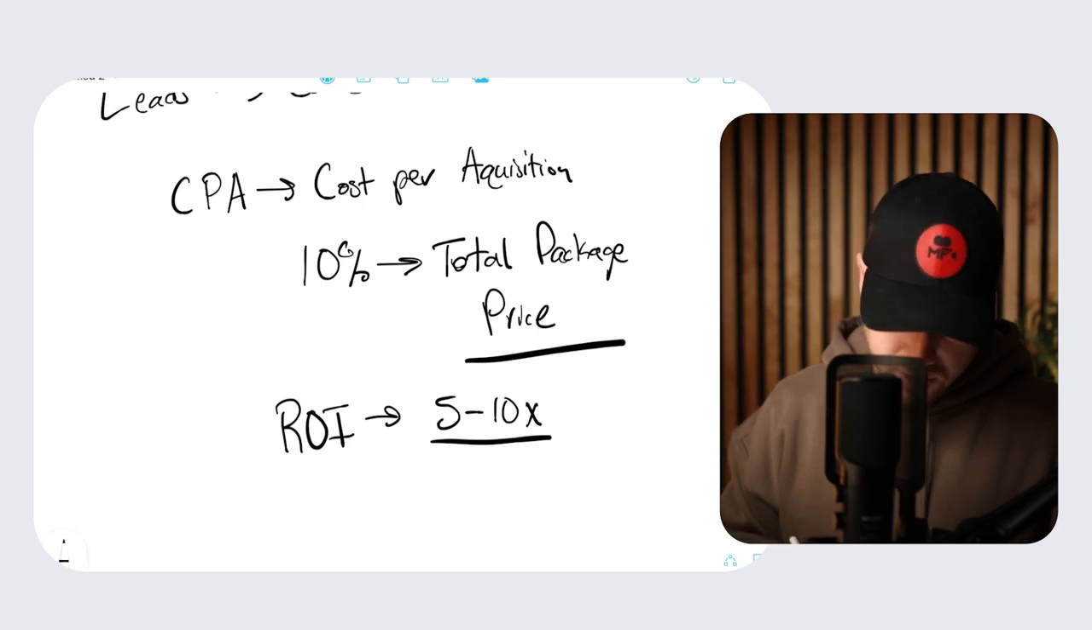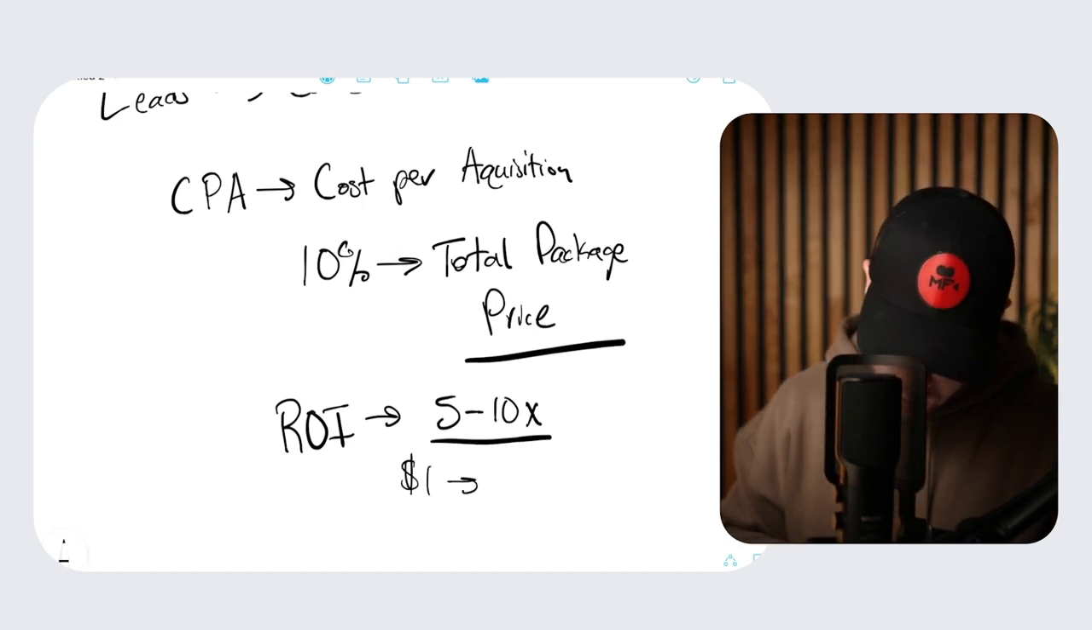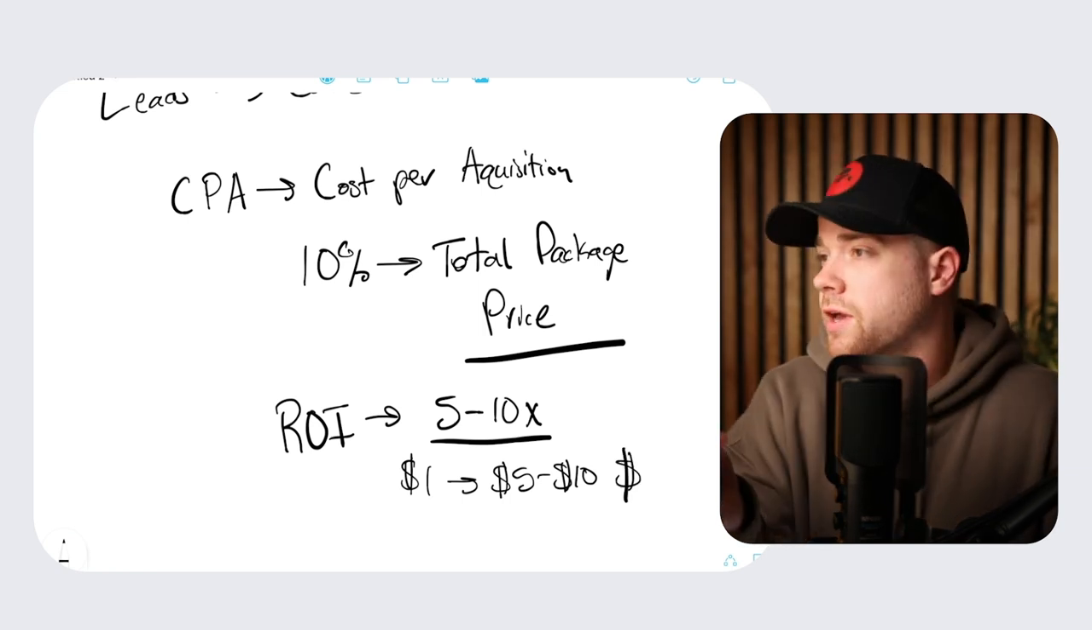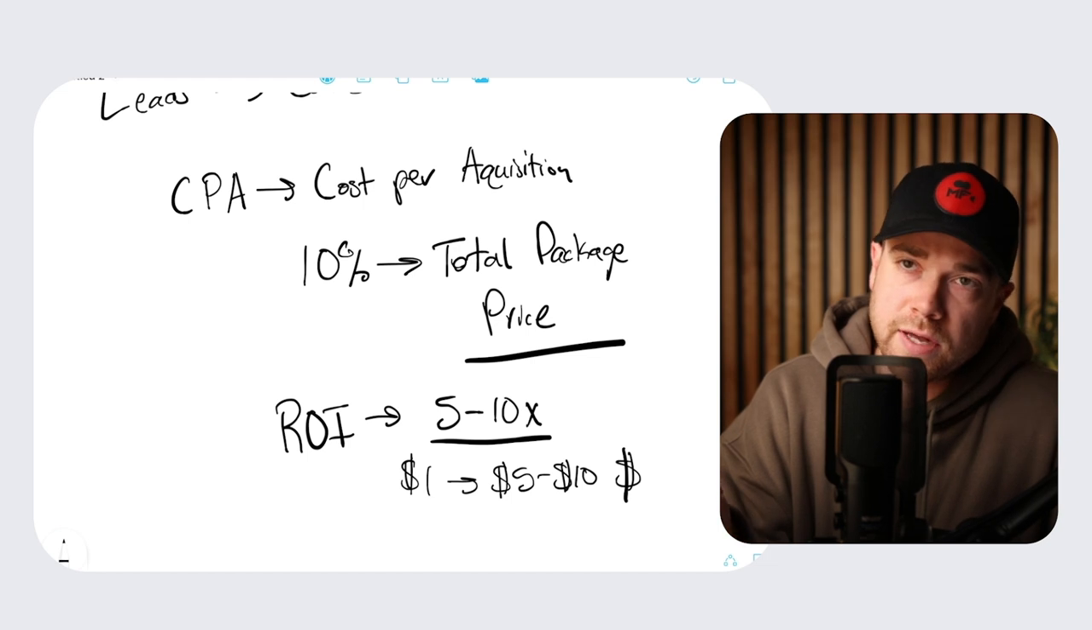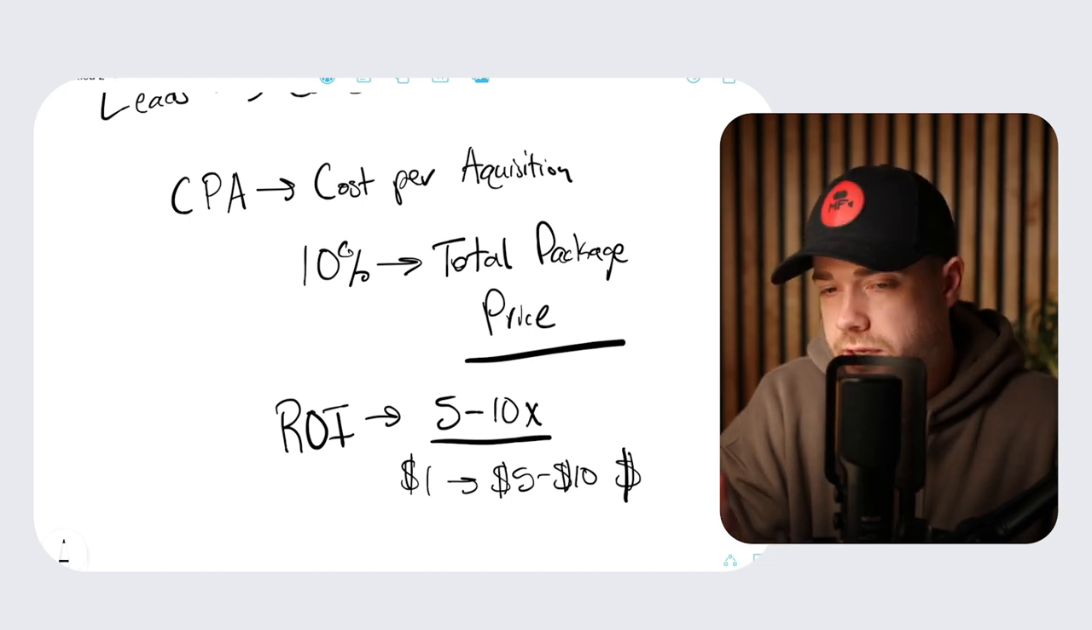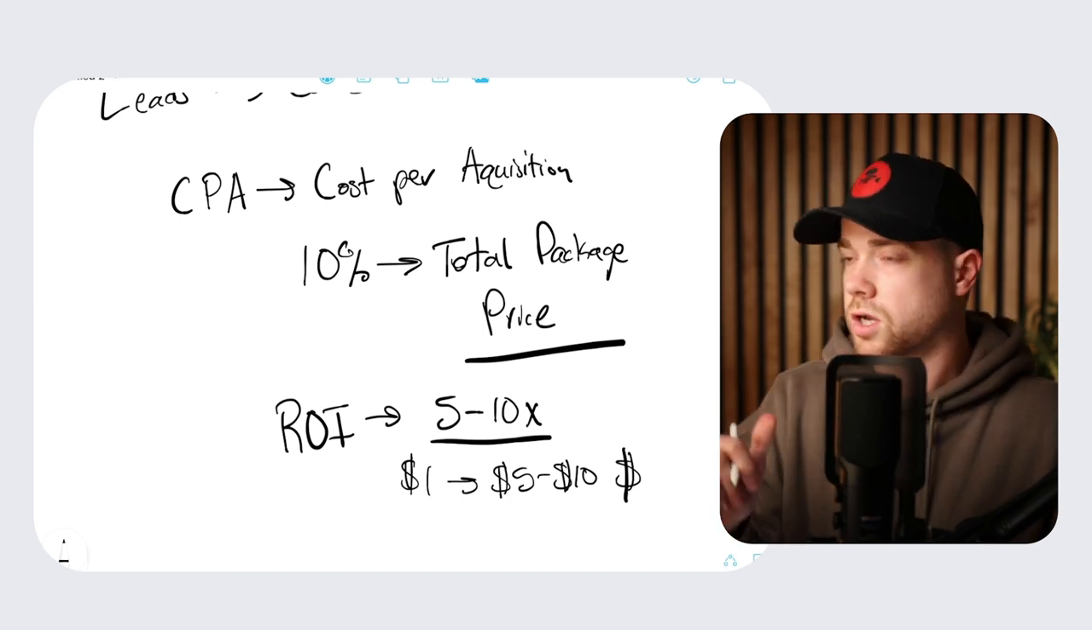Now, because of this, that means for every $1 you put in, you get $5 to $10 out on the back end, which is great, right? So if you have a $24,000 package, you should expect to spend about $2,000 to get that client. If you have a $40,000 package, you should be able to expect about a $4,000 cost per acquisition, right?